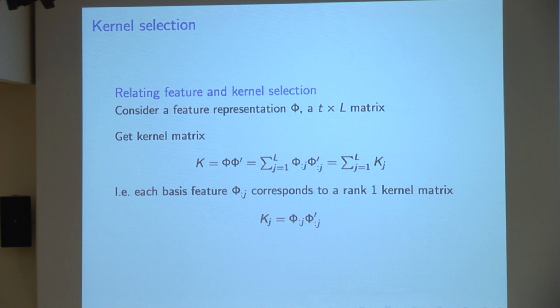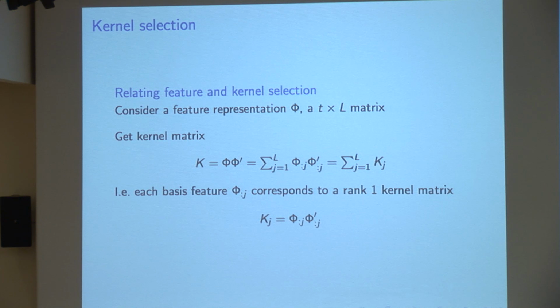You've seen this before in first year linear algebra or something. This is just a rewrite of that matrix. It's an outer product between a column vector and a column vector transpose, so it's a rank 1 matrix. We'll give a name for that rank 1 matrix, call it kernel matrix K sub j. It's a semi-definite matrix. It's kind of a silly one because it's rank 1, but it's still a valid kernel matrix.